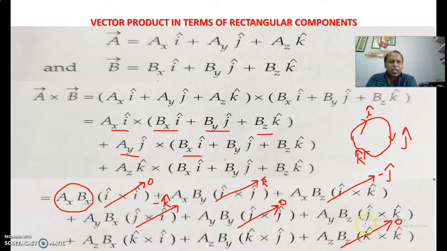All the other terms will have certain values, like j cross k. Here j cross k, this value will be given by I cap. So similarly k cross I will be given by j cap. And here k cross j will be given by minus I.